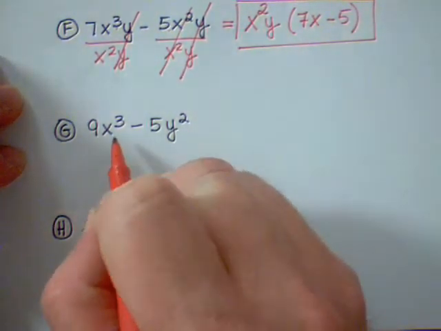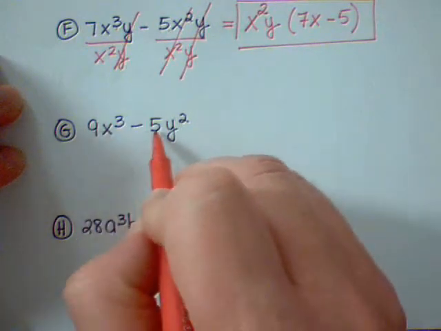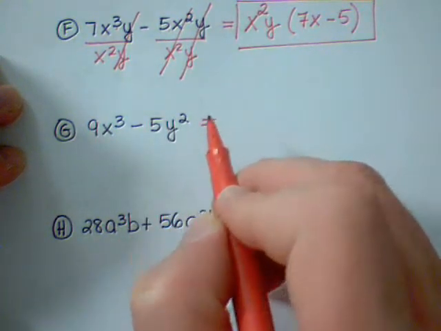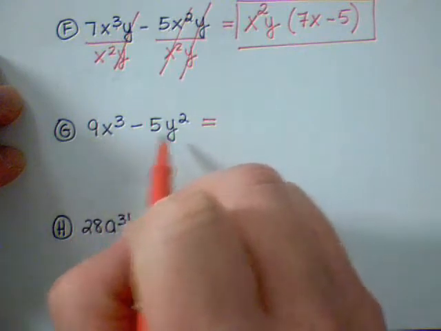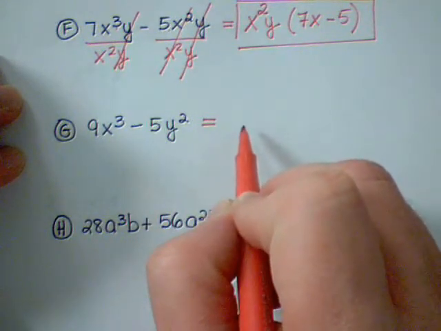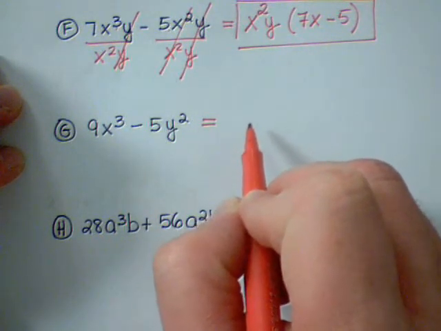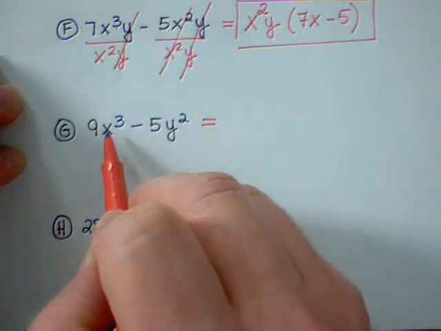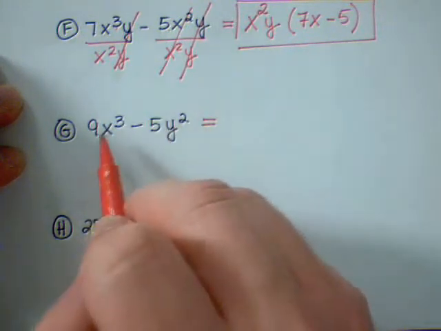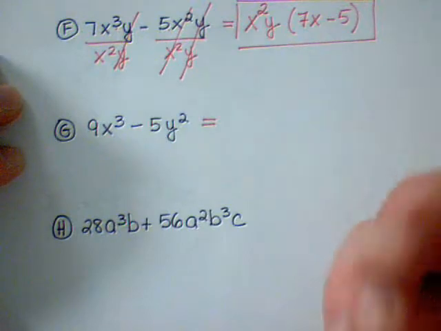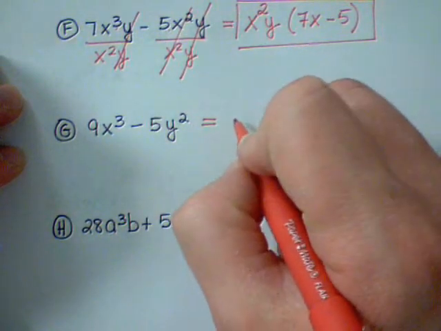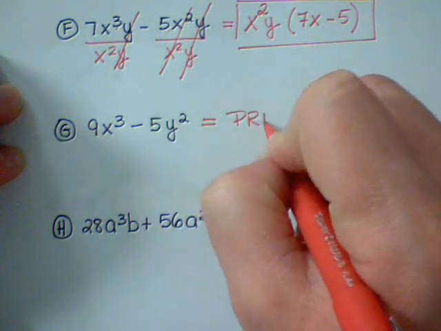Okay, next problem. What number goes into 9 and 5? The only number that goes into 9 and 5 is 1, but we usually don't factor out 1, or we don't care about the 1. Now, can we factor out a letter? The answer is no. So in other words, there's nothing we can factor, so the answer would be prime.